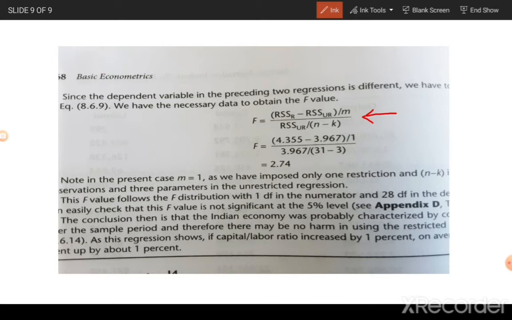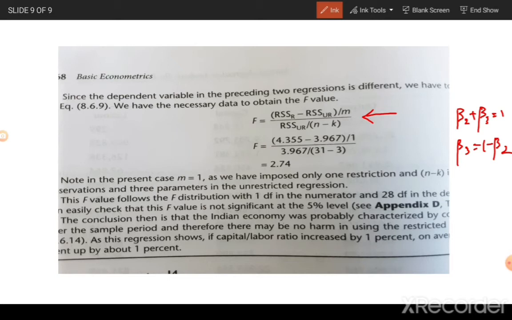This is the formula that I wrote in the earlier slides. The values of residual sum of squares of the restricted model, 4.355, I showed you in the last slide. 3.967 is on the slide two slides back. M is 1 because only one linear restriction has been imposed, which was that beta 2 plus beta 3 is equal to 1, or in other words, I'm saying beta 3 is equal to 1 minus beta 2. One and the same, whichever way you put it. So one restriction has been imposed, so M is 1.